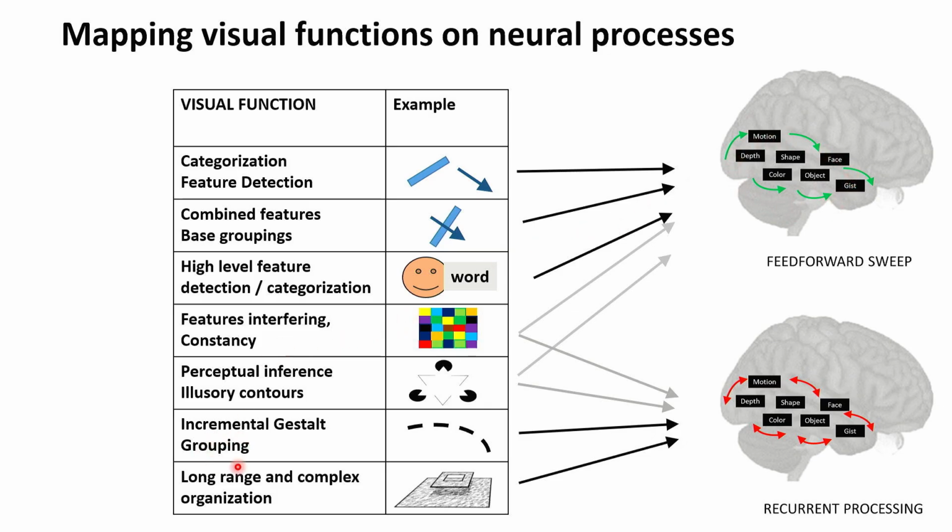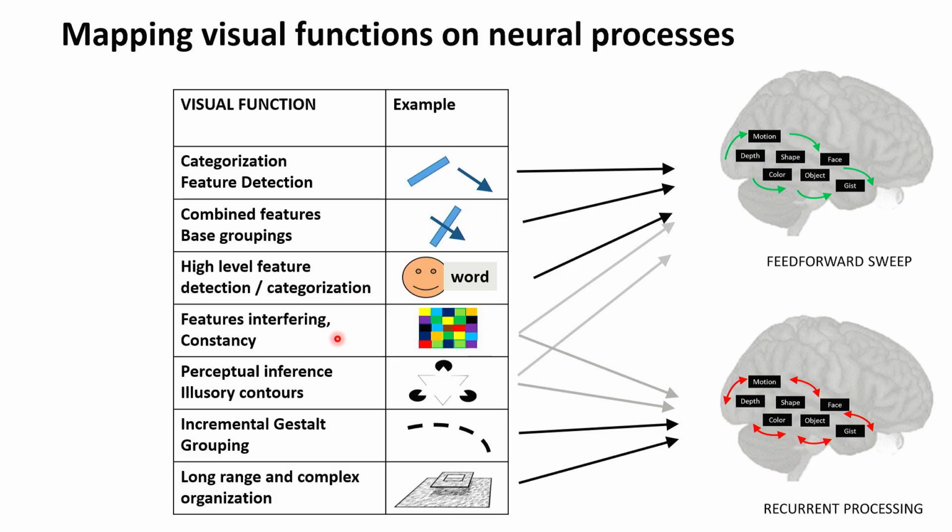And then these incremental Gestalt groupings, I already talked about how this is depending on horizontal interactions, and these long-range and more complex organizations, of course, also depend on these horizontal interactions, but also very critically, as I've shown, on these recurrent interactions, feedback interactions from higher levels going back to lower levels. And this recurrent processing, as it's called, where all these different neurons doing these feature detections and categorizations interact to make sense of the visual world. That's typically what recurrent processing, meaning horizontal and feedback processing, is giving you.